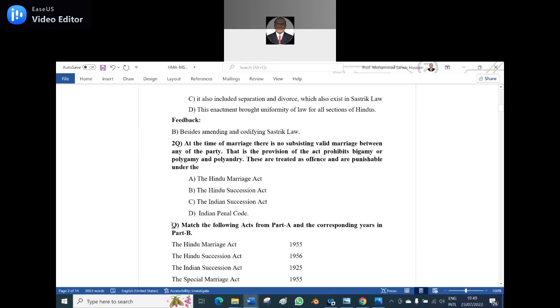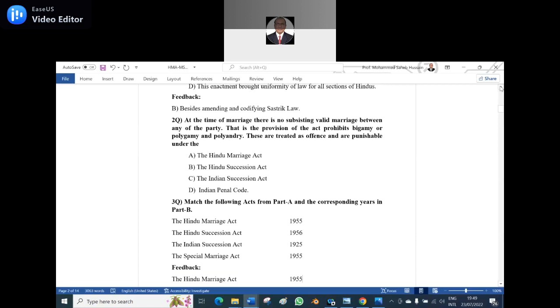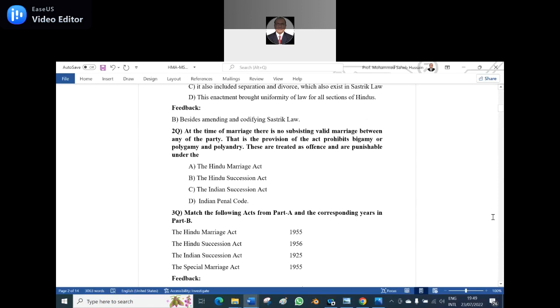That is the third question. Match the following Acts in part A with the corresponding year in part B. Number one, Hindu Marriage Act. Number two, Hindu Succession Act. Number three, Indian Succession Act. Number four, Special Marriage Act. And part B: A, 1955; B, 1956; C, 1925; D, 1955. Now you choose which is the correct one. Of course, I did not mention the options here. If I mention the options, you can easily make it out.